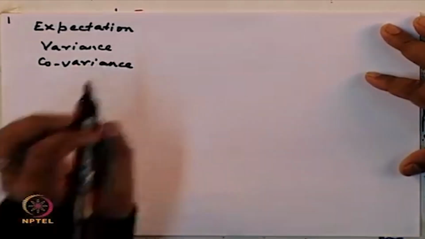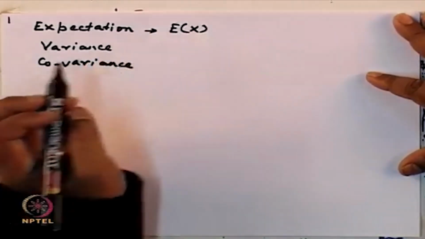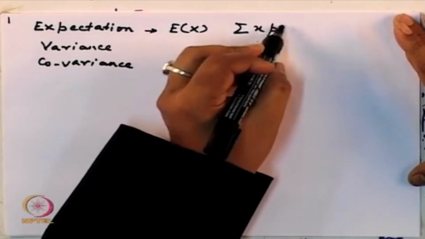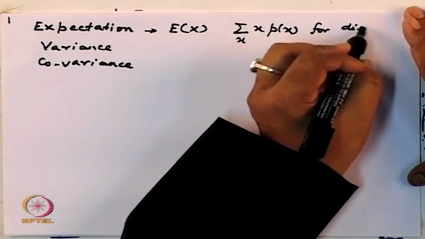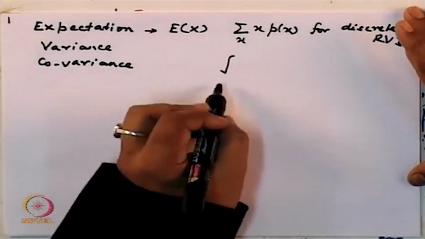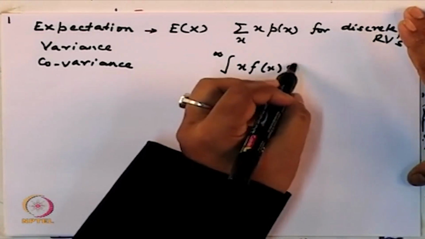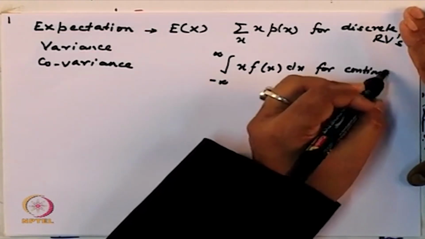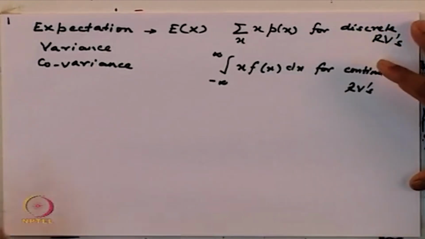Expectation is written as E of x for a random variable x, and is defined as either summation x p of x over all x for discrete RVs, or the integral of x f x dx for continuous RVs. So, let us take the following example.